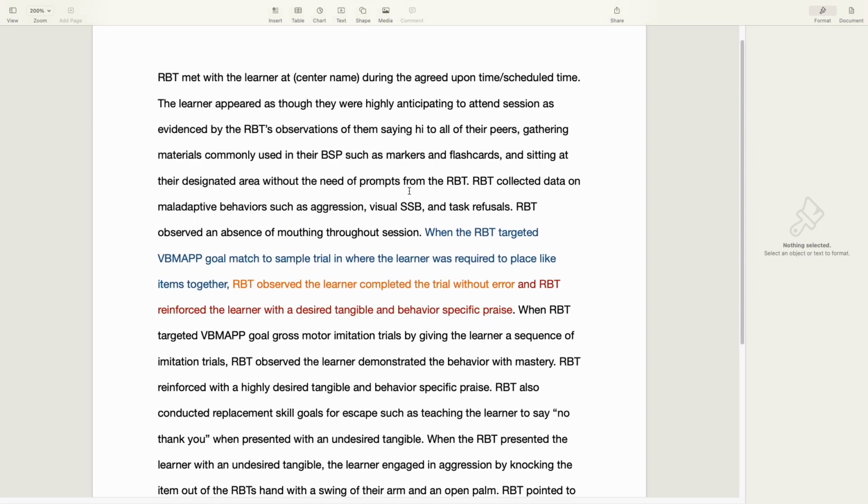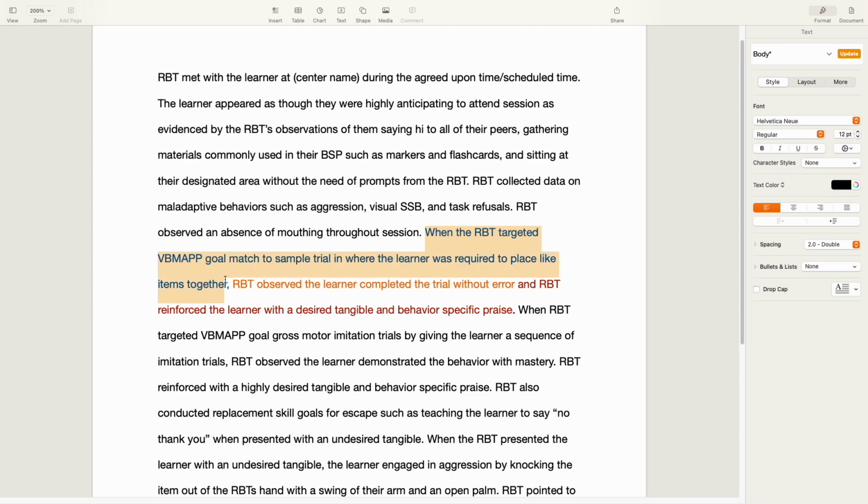So here we go. Blue is antecedent, right? This is what happened. This is the behavior, right? The learner completed the trial without error. That's the behavior. And this is the consequence. RBT reinforced the learner with a desired tangible and behavior-specific praise. You're always going to reinforce your learner with behavior-specific praise. Why? Because in the natural setting, that's all they're gonna get.